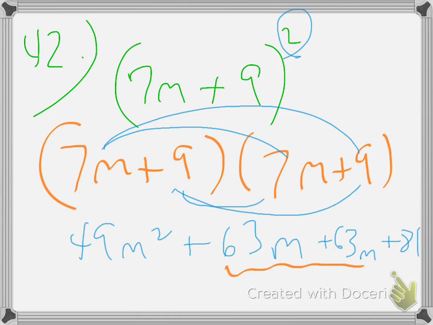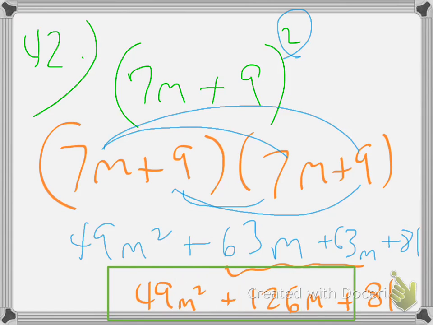So your final answer, the grand total, is 49m². Nobody mixes with that. But the 63m and another 63m makes 126m. And bring down your 81. And that's the deal. That's what that one equals, and that's all you can do for this problem. So there it is.